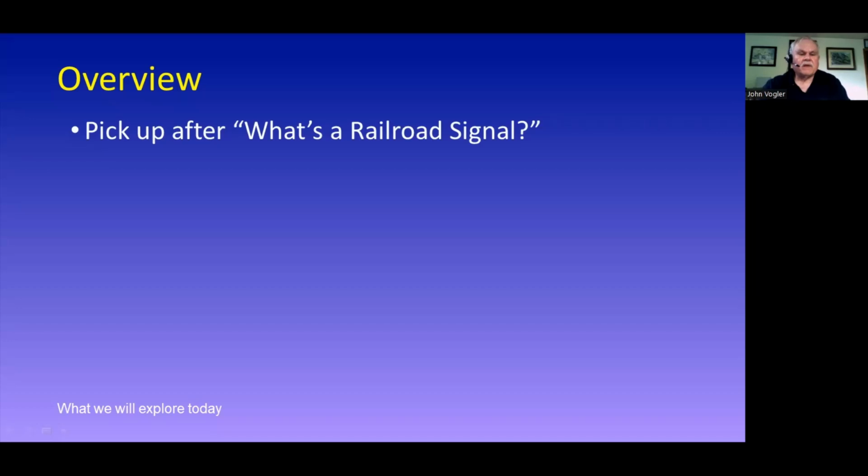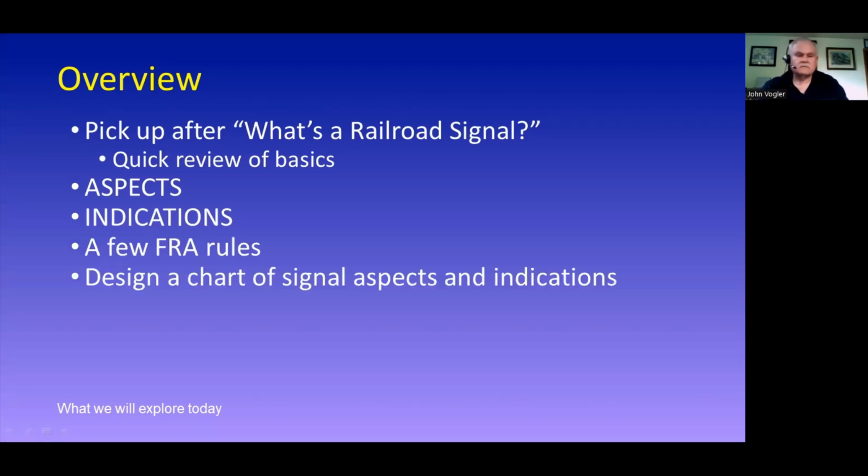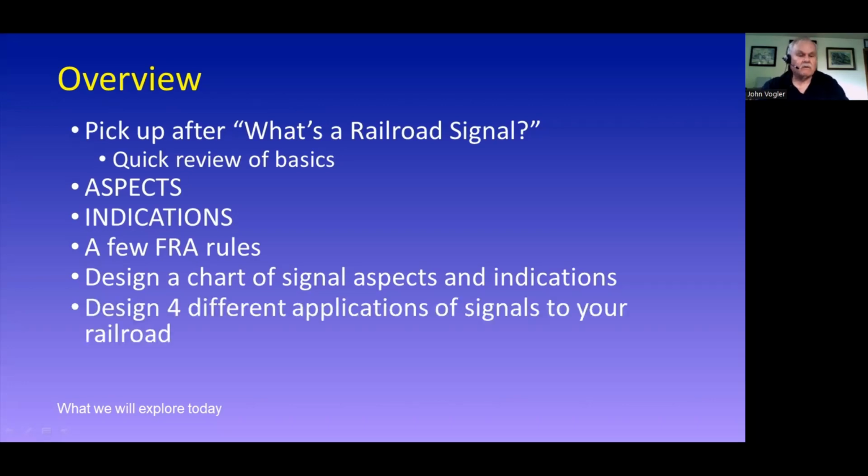Today we're going to pick up after that clinic. We're going to do a quick review of the basics of signaling. We're going to spend some time on aspects, indications, and a few FRA rules. Then we're going to design a chart of signal aspects and indications that you can use on your model railroad. And then we're going to design 4 different applications of those signals to your railroad. And I'm going to give you a little background on myself. So we'll start with that.